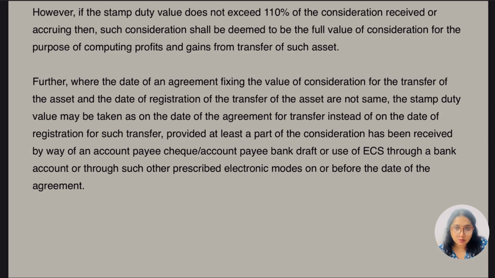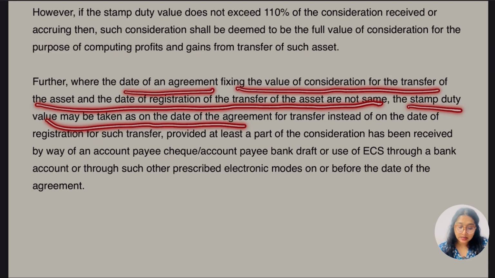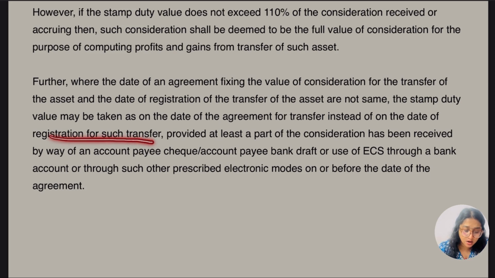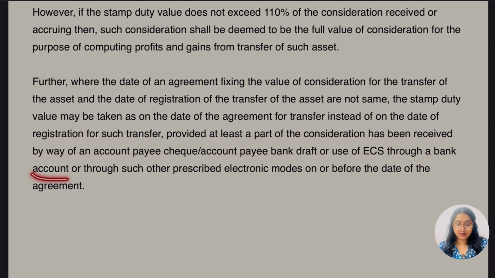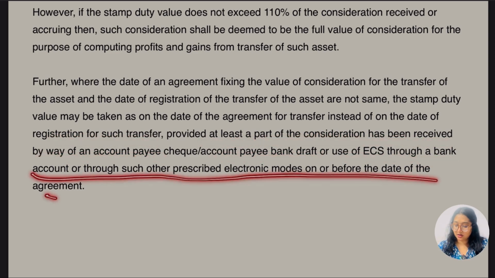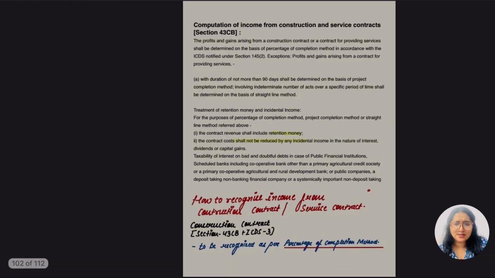And there is something more written here further: where the date of agreement fixing the value of consideration for transfer of the asset and the date of registration of transfer of the asset are not the same, the stamp duty value may be taken as on the date of agreement for the transfer instead of the date of registration, provided at least part of the consideration has been received by way of account payee cheque, account payee bank draft, or use of electronic clearing system through a bank account or through any other prescribed electronic mode on or before the date of agreement. So this was easy and we know this. Hope this was clear to you.